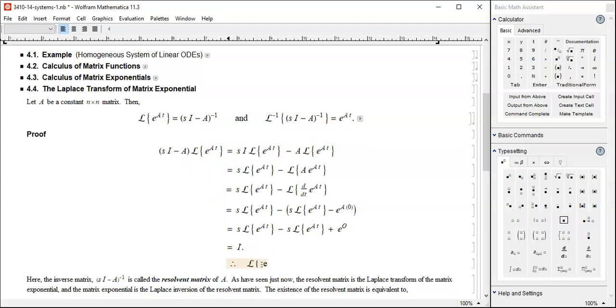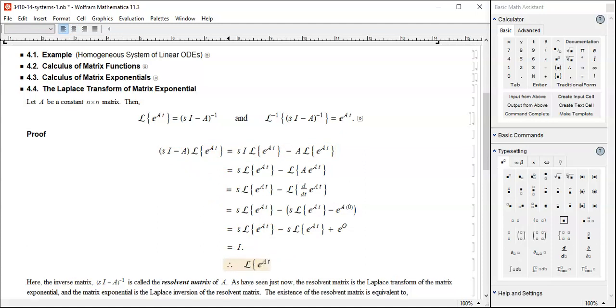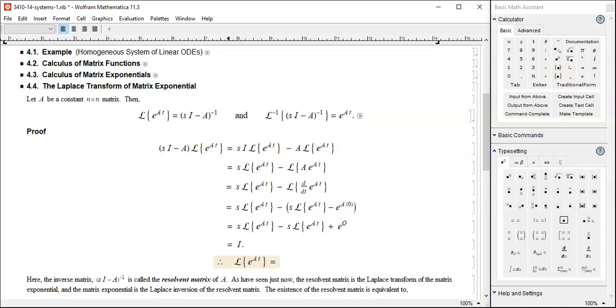The Laplace transform of e to the at power is (sI minus A) inverse, and that's the conclusion I wanted all along. If you look at it like this, it looks simple, but each step required something.